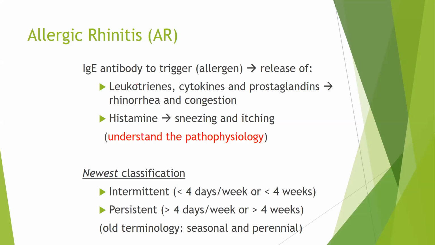So the newest classification for allergic rhinitis is, if it's intermittent, that means less than 4 days per week, or less than 4 weeks, that's intermittent allergic rhinitis. If it's persistent allergic rhinitis, then it's greater than 4 days for greater than 4 weeks. Old terminology was seasonal and perennial. Now we're using intermittent and persistent.